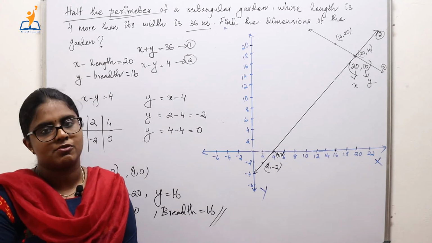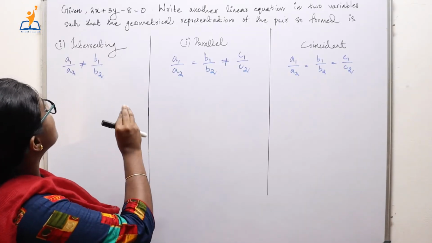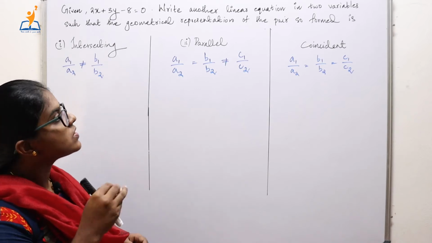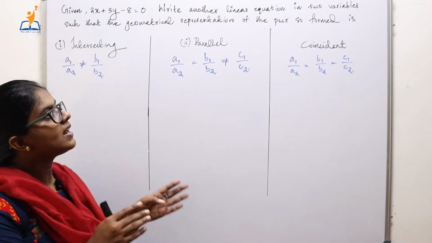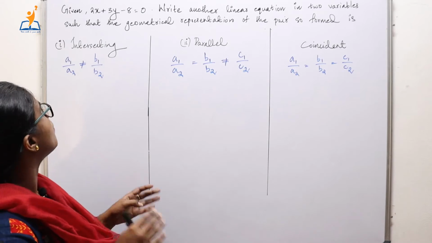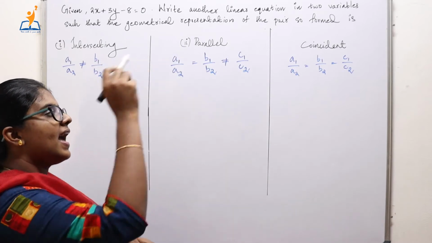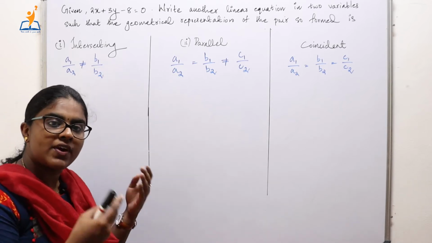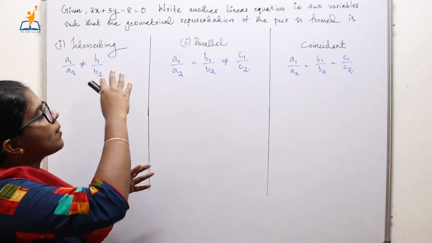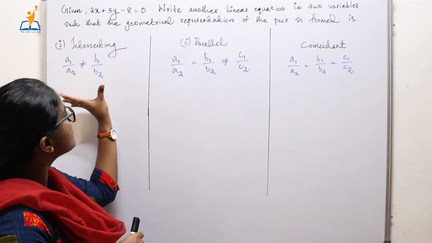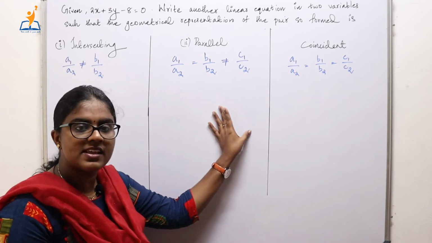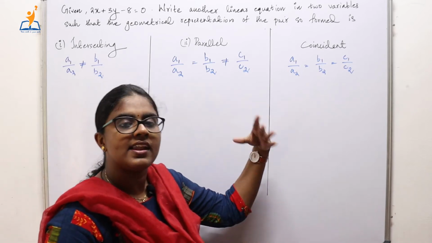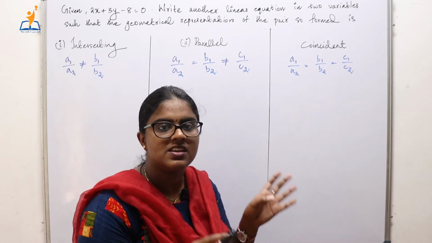Now we can solve another question. The next question is: given 2x plus 3y minus 8 equals 0, write another linear equation in two variables such that the geometrical representation of the pair so formed is intersecting, parallel and coincident. We are given a linear equation in two variables. We want to find another linear equation and thus form a pair such that the geometrical representation becomes intersecting in the first case, parallel in another, and coincident in the last.